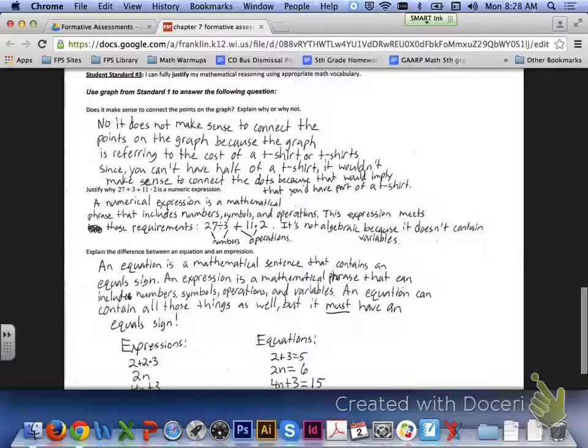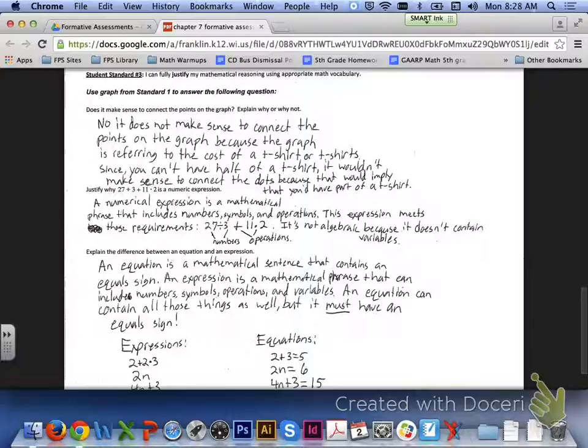It's not an algebraic expression because it doesn't contain variables. So that's the difference between a numeric expression and an algebraic expression. And then the last portion says, explain the difference between an equation and an expression. So it says an equation is a mathematical sentence that contains an equal sign. An expression is a mathematical phrase that includes numbers, symbols, operations, and variables, like I stated earlier. An equation can contain all those things as well, so it's basically an expression, but it must have that equal sign. You must set it equal to something.